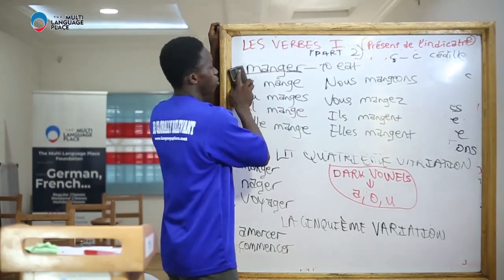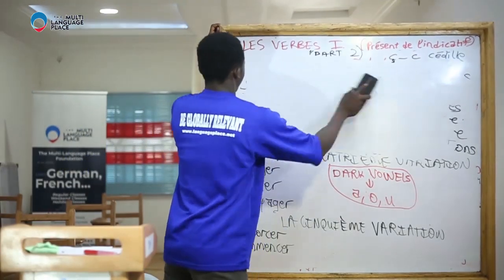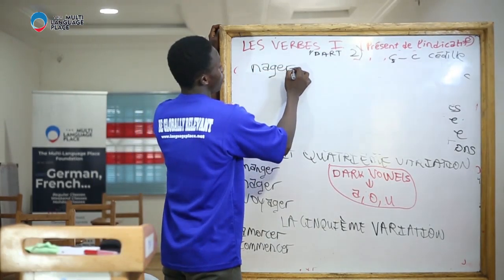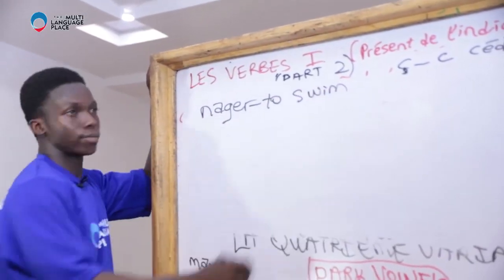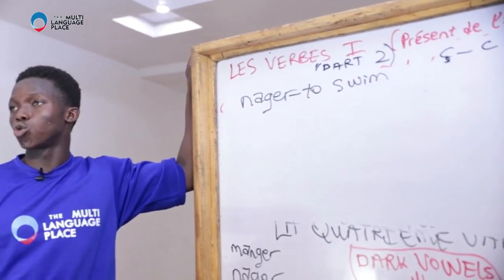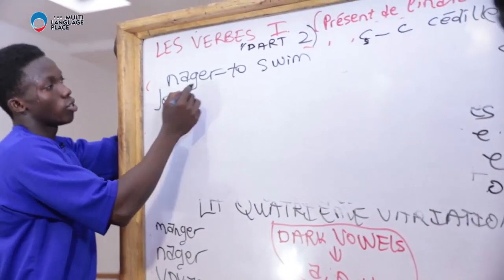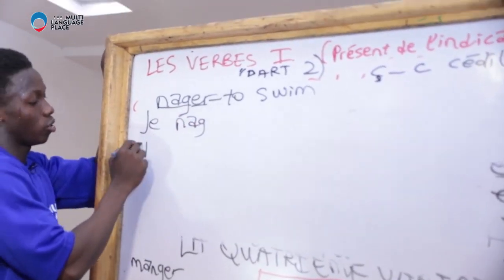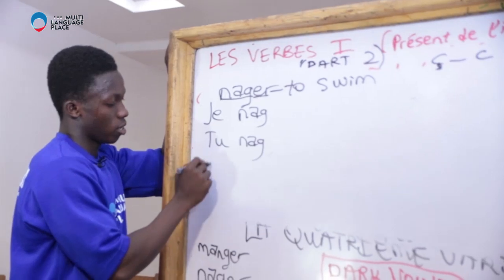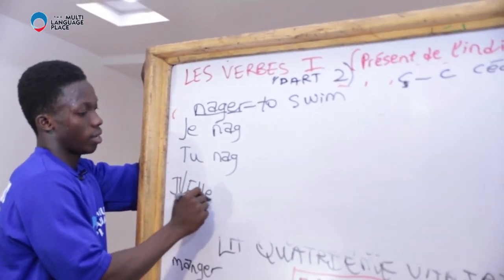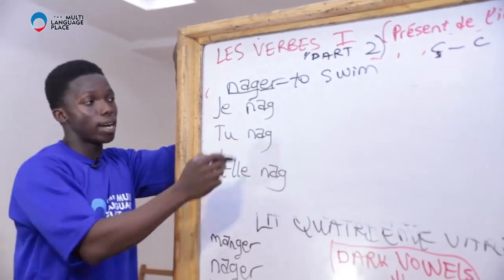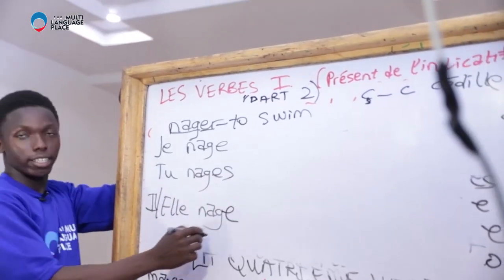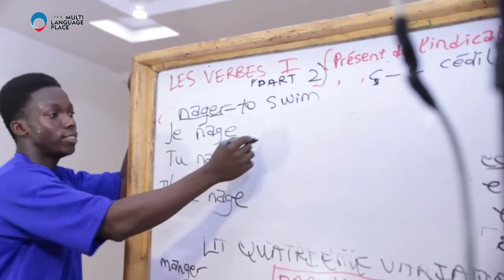Let's quickly see another example. Nager. Nager means to swim. Now, once I remove this ending, what remains is the stem. Je nage, tu nages, il ou elle nage. Remember, I add the ending. Je nage, tu nages, il nage, elle nage.